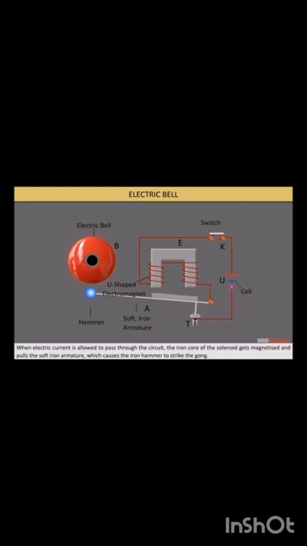When electric current is allowed to pass through the circuit, the iron core of the solenoid gets magnetized and pulls the soft iron armature, which causes the iron hammer to strike the gong. When the armature moves toward the poles of the solenoid, the circuit breaks and the solenoid loses its magnetism. This forces the armature and the hammer to return back to their original position.